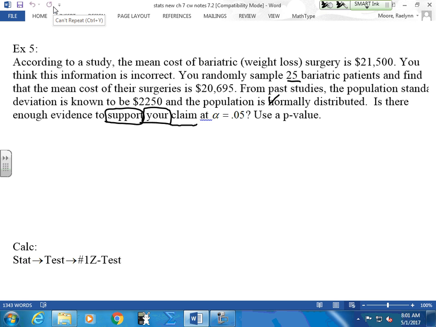So here's the key. The word support means we're going to have an HA as a claim. The word reject means we're going to have an HO as a claim. But however, this is where your claim came from. What is your claim in this case? What would our claim be according to this?